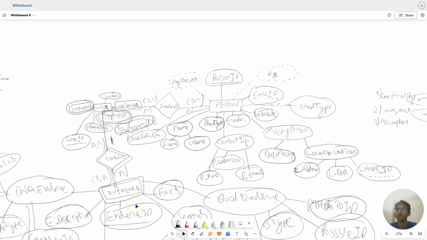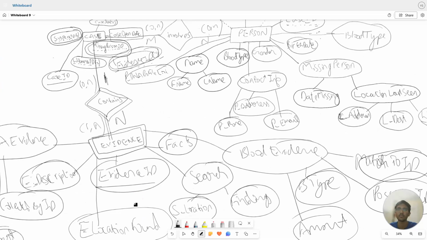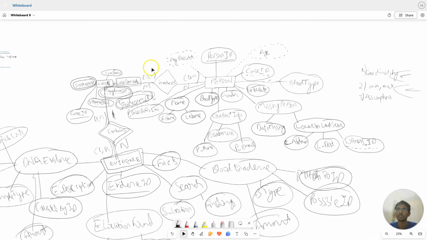Okay, so we got it in. It looks like we have a min-max for both of these, and then we have a cardinality also. We have cardinality connecting both these entities, and we have min-maxes also. So let me explain why it's 0 to n and 0 to n over here.